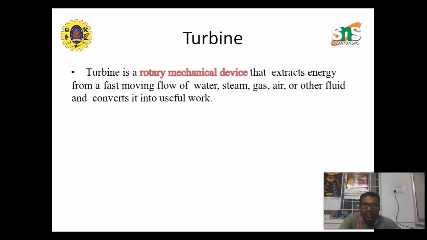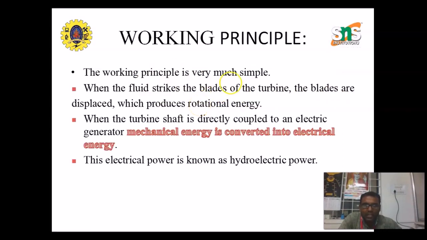What is a turbine? A turbine is a rotary mechanical device that extracts energy from the fast moving flow of water or steam or gas or air or other fluid and converts it into useful work. Next, we will discuss the working principle of the turbine. The working principle is very simple.